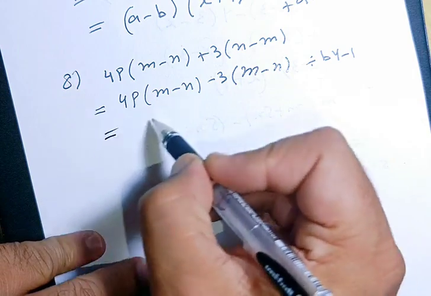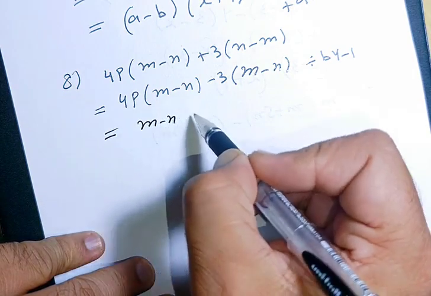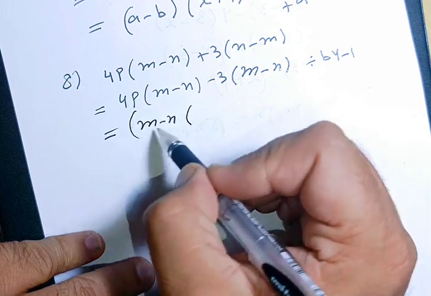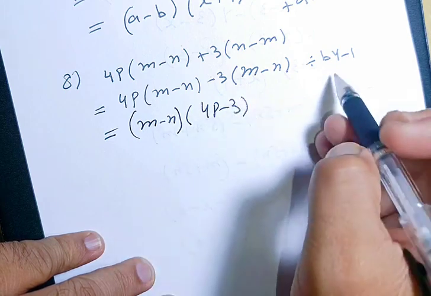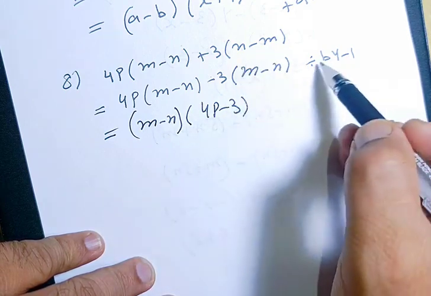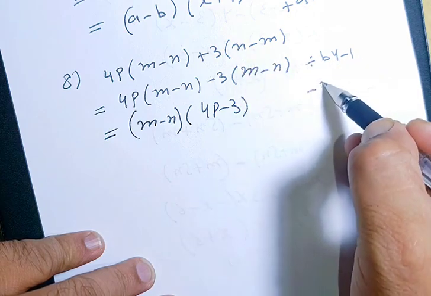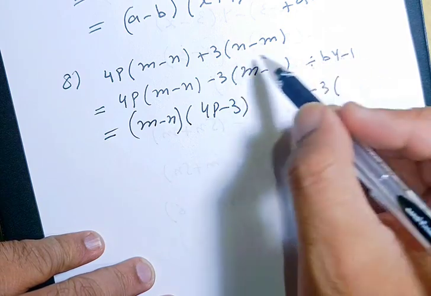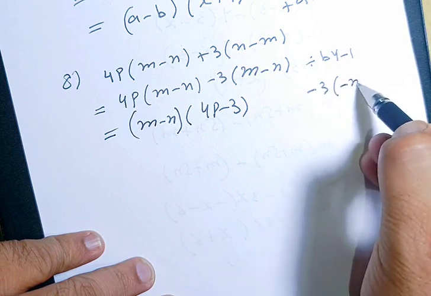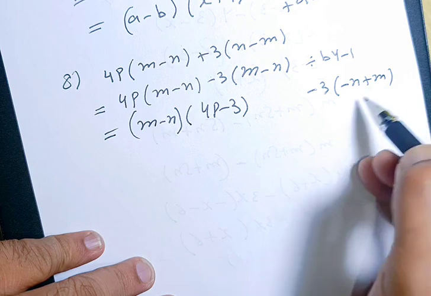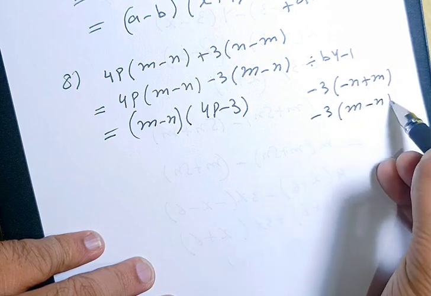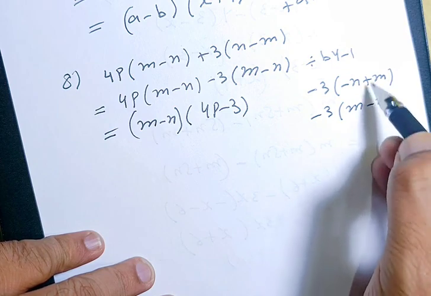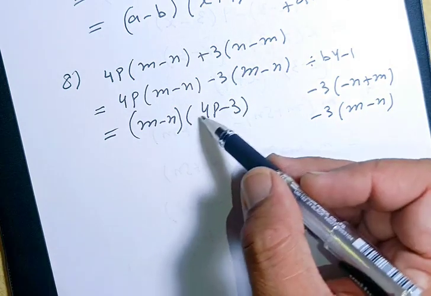Now from here, m negative n is my common bracket, and what is left? 4p minus 3. This is my final answer. Please don't mix up here, because look here, if I say negative 3, you divide by negative 1, this one, and this becomes negative n plus m, this one, negative 3. I can write m negative n, same thing. So now this is my final answer.